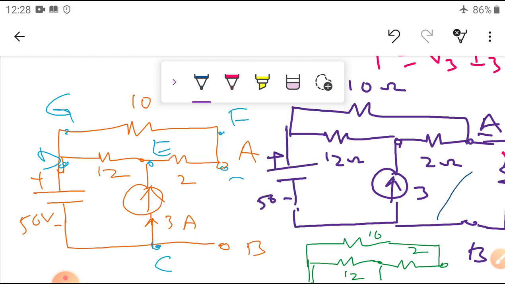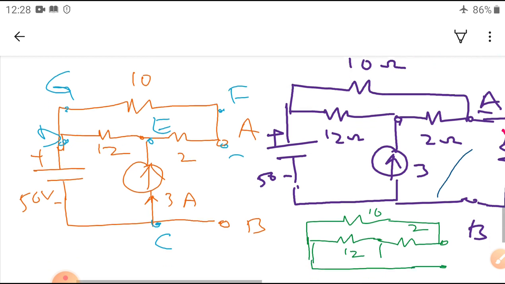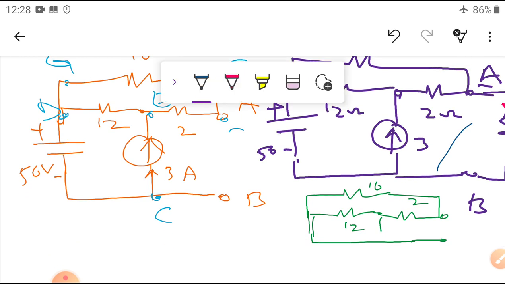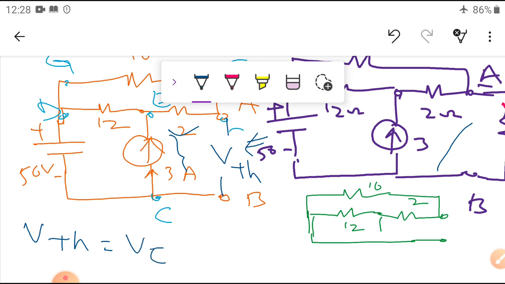So how are we going to calculate this one? You can see here, our aim is to find the voltage across this terminal, V Thevenin. Okay, by seeing the terminals we are going to do it. V Thevenin is equal to this and this, two voltages are required. So can I write it? V Thevenin is equal to V EC minus V EA. Can I write it?